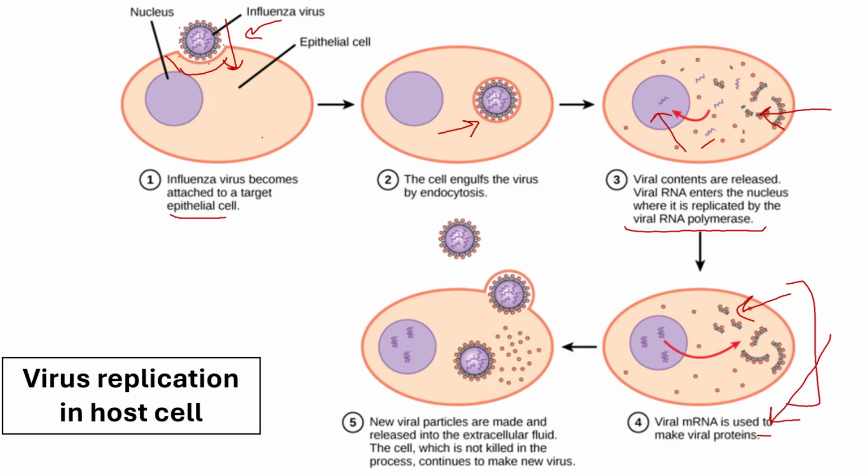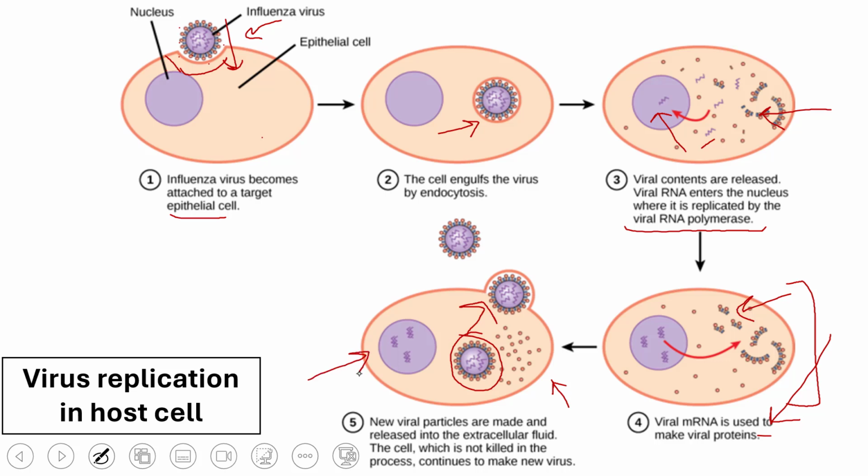Now there are enough viral genetic material and viral protein particles, they will assemble to make a new virus. This virus is then egressed from the host cell. In this process, sometimes the host cell dies and sometimes the host cell does not die. If the host cell does not die, it continues to make more and more virus particles.